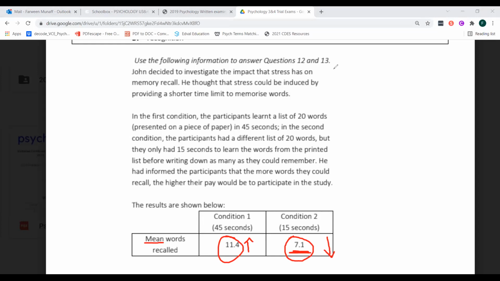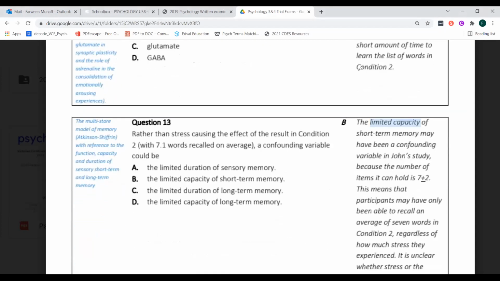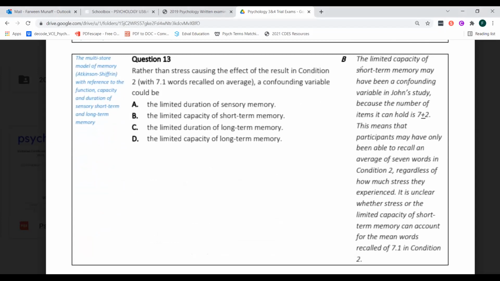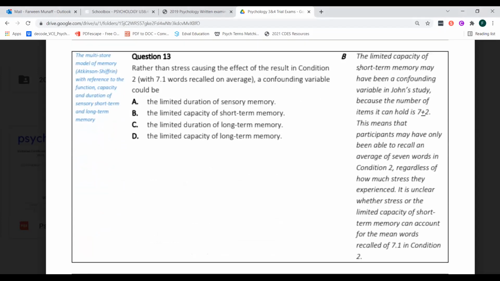Okay, so anyway, that's the basic idea. Now let's go down and see the question. Question 13. Rather than stress causing the effect of the result in condition 2, the one where there were fewer words on average, a confounding variable could be.